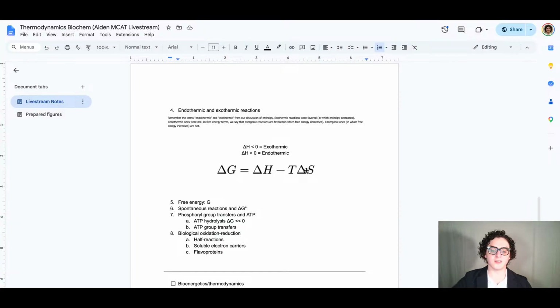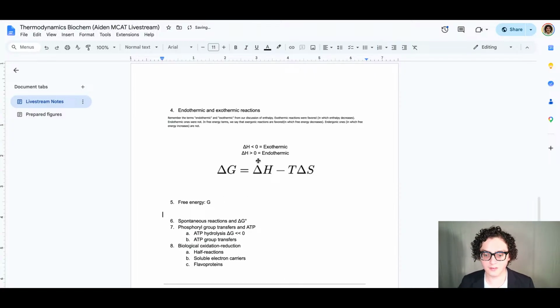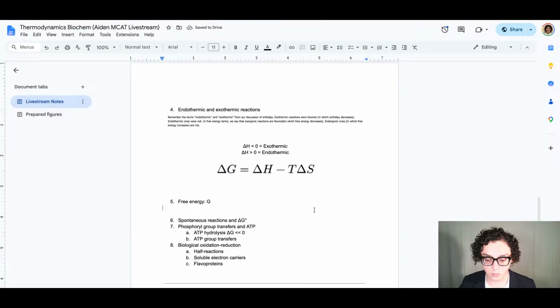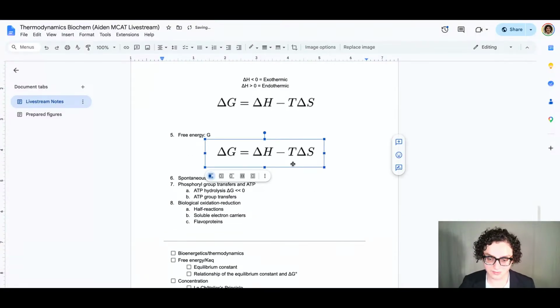So as long as things are getting more spread out, which is generally how the universe trends, and the reaction is negative in terms of its change in heat, you're going to get a spontaneous reaction. And spontaneous reactions are what we need for our body to make the products that it needs to make.